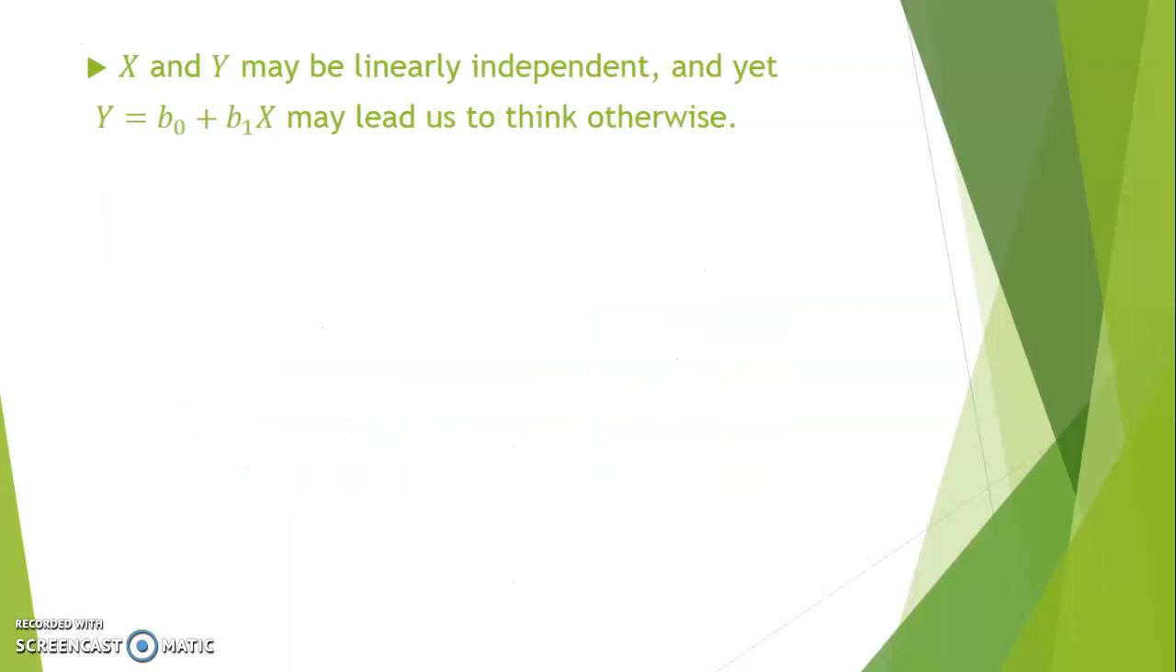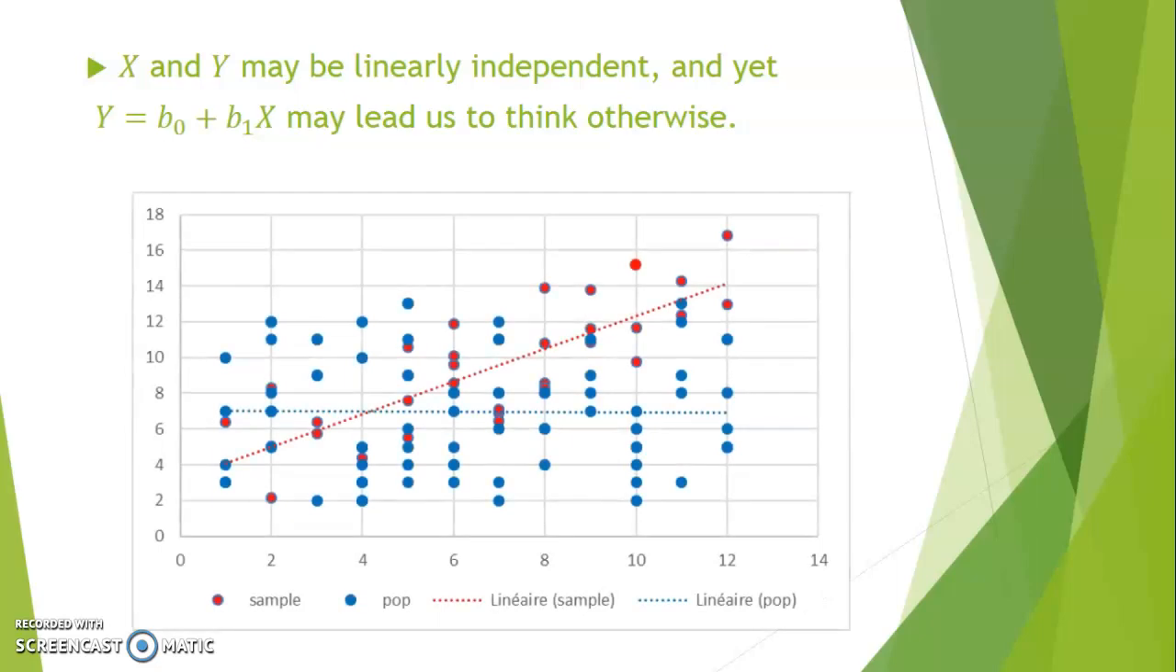Likewise, x and y may be linearly independent, and yet the sample results may lead us to think otherwise. In this graph, the populational data in blue has no general trend, with a best fit curve whose slope is roughly 0. Amongst the population, the individuals in red are those that were sampled, and they will give you the impression that there is an increasing trend to the relationship between x and y.